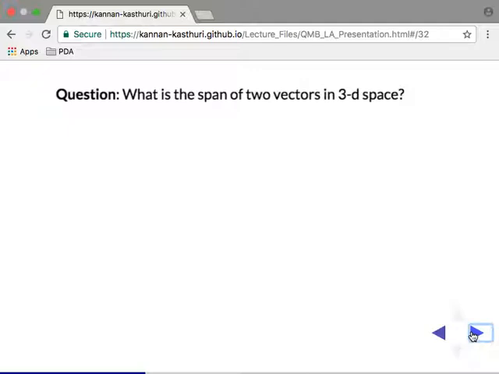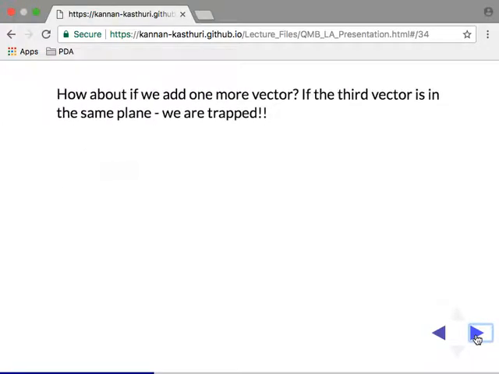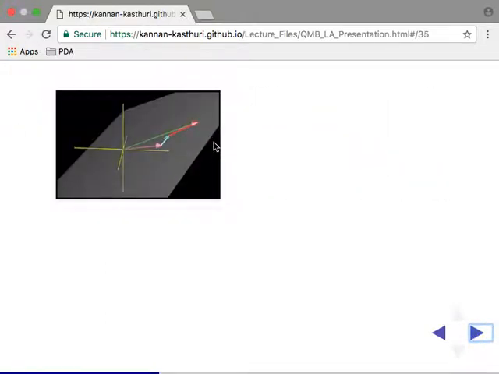What's that? Yeah, it's a plane, right? So it's a plane. So what about one more vector? If we can add a third vector in the same plane, we would be trapped, right? Because the span would still be in that plane. So we can't move anywhere.